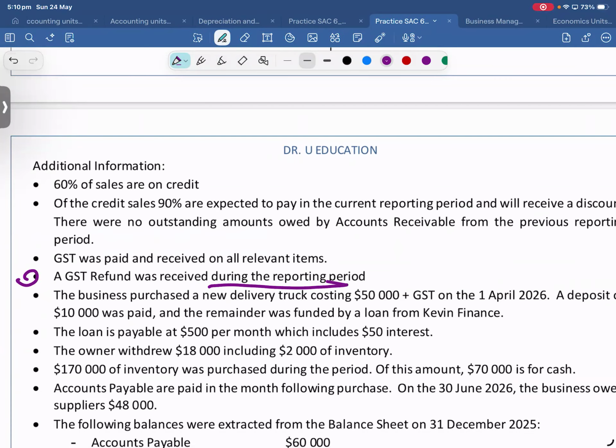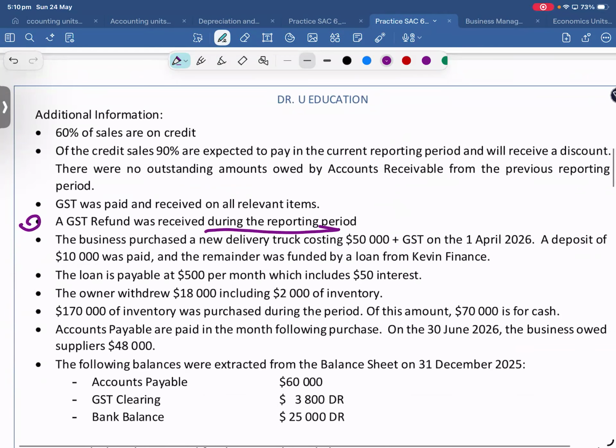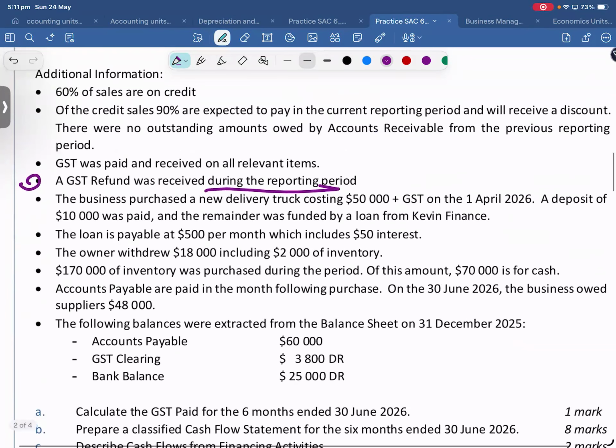Did we come across that? Not yet. If you want, we can go and have a look through. Otherwise, we will come across that as we go. How much is GST clearing anyway? 3,800. Why does it say debit? GST asset receivable, yes. So which we are going to receive. If you want, you can finish it off right now. Otherwise, you can do it later as well, right? So GST refund, guys, another cash inflow. Operating activities.